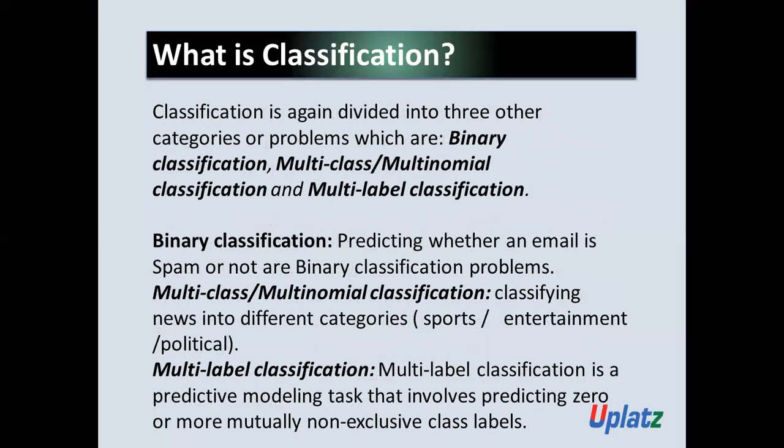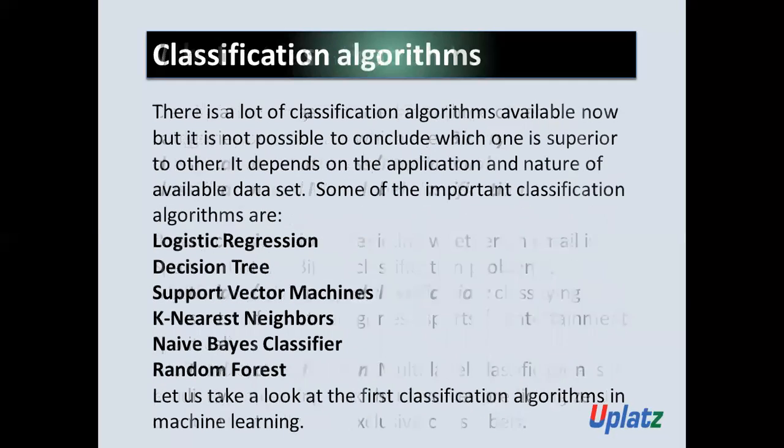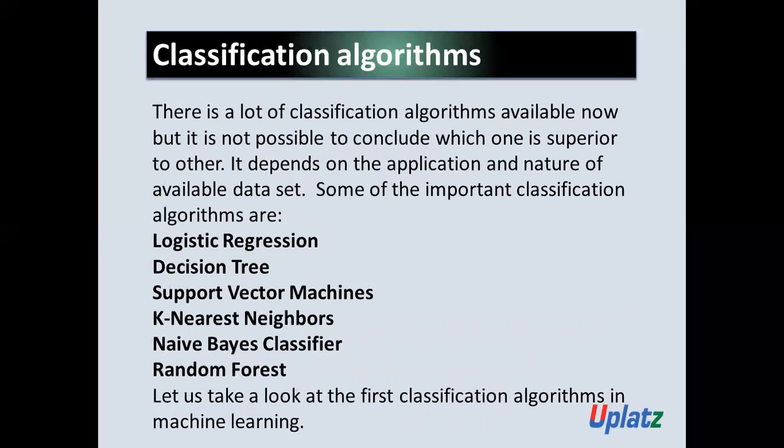Now let us see classification algorithms. There are a lot of classification algorithms available, but it is not possible to conclude which one is superior to the other. It depends on the application and the nature of the available dataset. Some of the important classification algorithms are logistic regression, decision tree, support vector machine, k nearest neighbors, Naive Bayes classifier, and random forest.